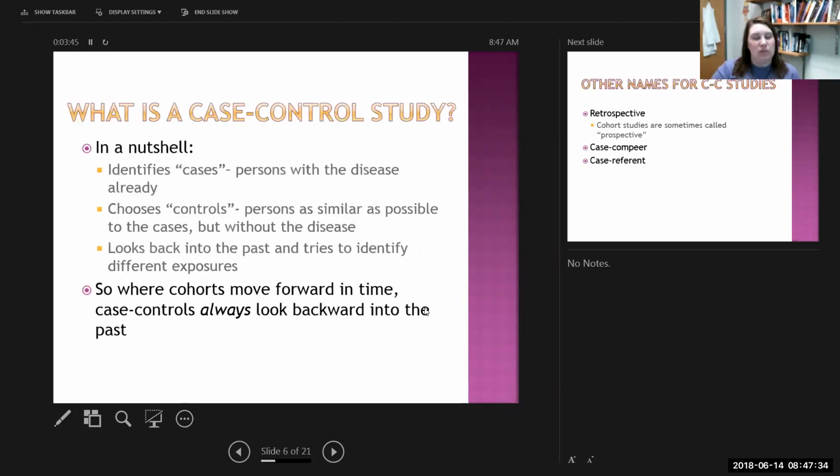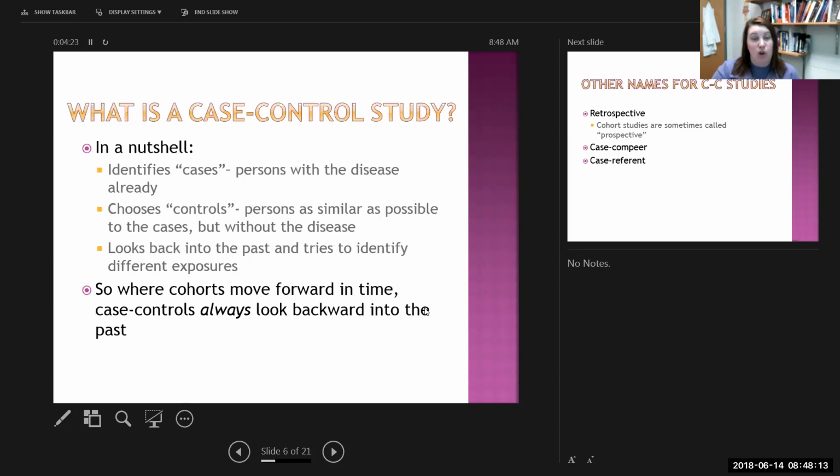So what is a case-controlled study? In a nutshell, it identifies cases of people with some type of disease. It chooses controls, which are people who are similar to the cases, but they do not have the disease. And then it looks back into the past and tries to identify what exposures, what lifestyle choices may have led to a certain group of people developing that disease and a similar group who do not have the disease. So it's really looking back to try and identify what might have caused that.